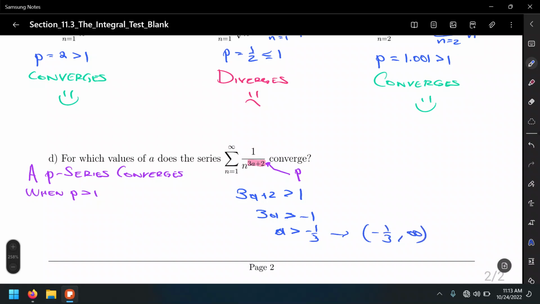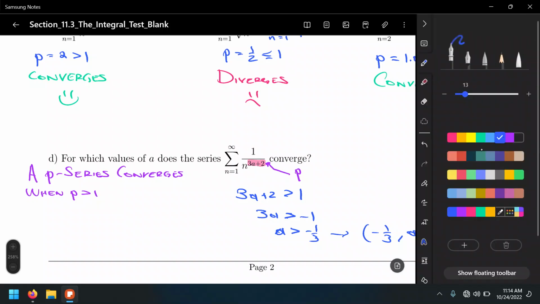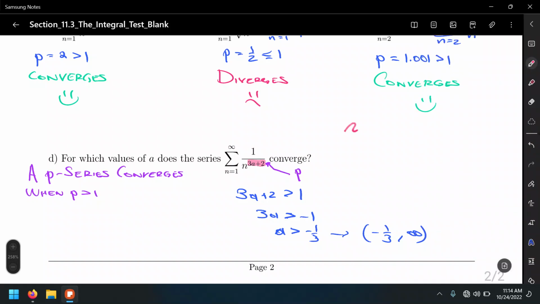That is, any number between -1/3, exclusive because of the inequality symbol and the parentheses, and anything larger than that, plug it in for a in our series, that should give you a convergent series. For example, let's do some simple cases. How about a equals 0? Well, a equals 0 is a number within -1/3 and infinity, so that should give us a convergent series.